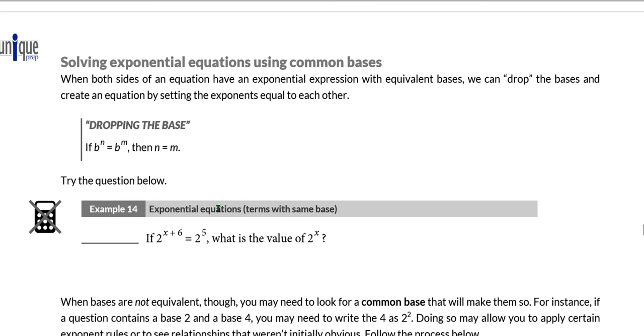Solving exponential equations using common bases. There is another way that we sometimes will need to solve exponential equations, and that is by finding a common base. First, we need to just review something I've said a couple of times about dropping the base.